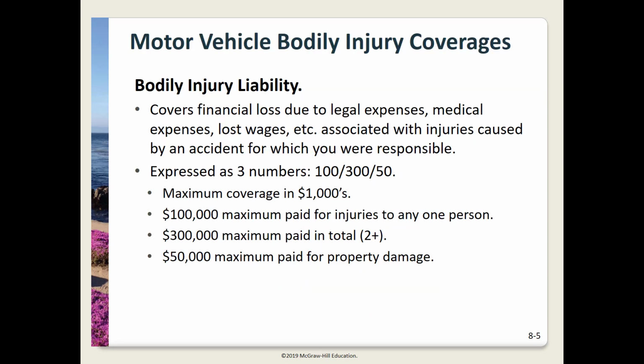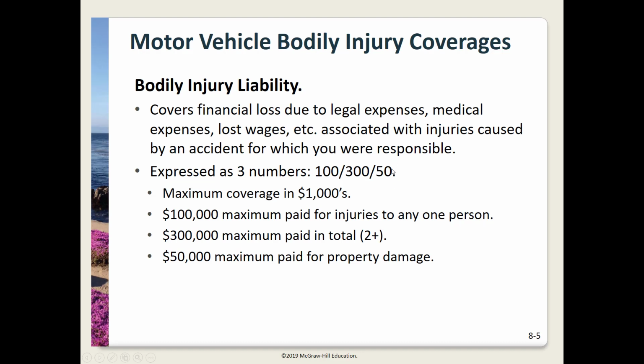Now, as a refresher, when it comes to motor vehicle bodily injury coverages, it's expressed as three numbers. For example, it'll be listed as 100/300/50. So the first number covers the maximum paid for injuries to any one person. The second number is the maximum paid for all injuries to all individuals. That's more than two people. And the last number is for the property damage.